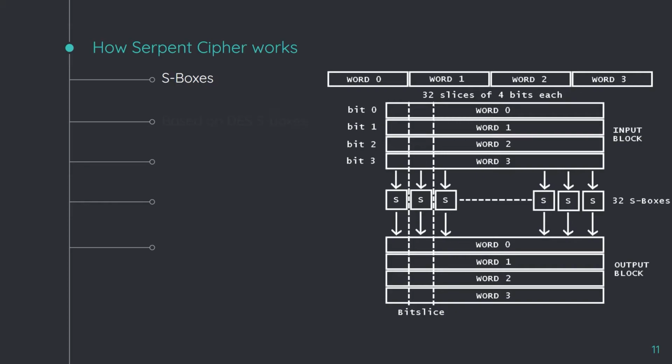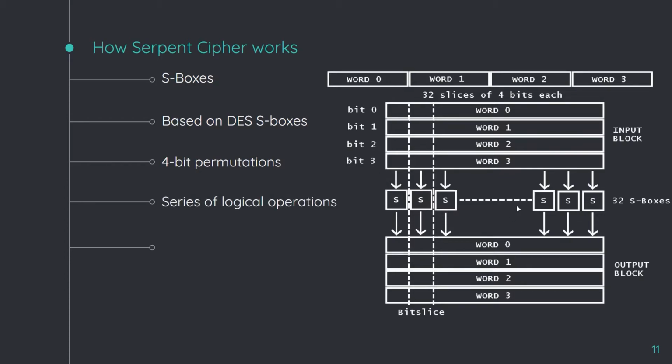The Serpent S-boxes are based on DES S-boxes. The 128-bit combination of input and key is considered as 4 32-bit words. The Serpent S-boxes are 4-bit permutations. So, a sequence of logical operations is applied to these 4 words, and the result is 4 output words. In this way, the hardware can run 32 copies of S-boxes simultaneously.